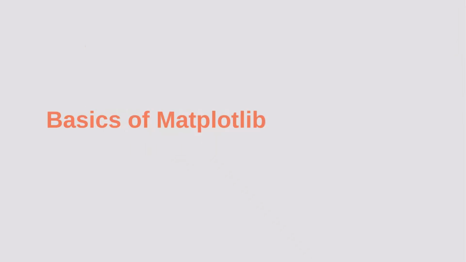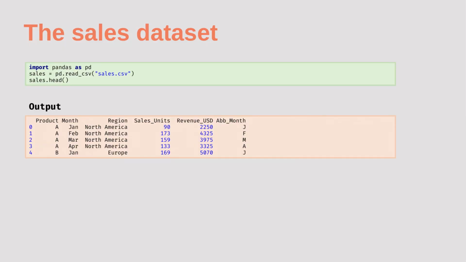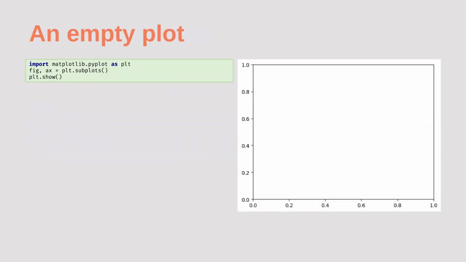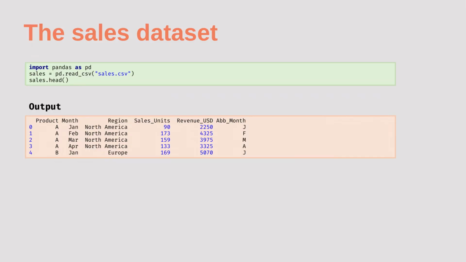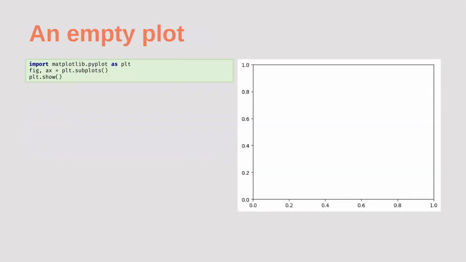Let's start with the basics of Matplotlib. For this demonstration, we'll be using the sales dataset that contains the revenue for 4 different products in different regions of the world. We'll load the dataset using the pandas read CSV function and store it in the sales variable. There are several ways to use Matplotlib, but in this video we'll focus on an object-oriented approach. This method is accessed through the pyplot submodule.